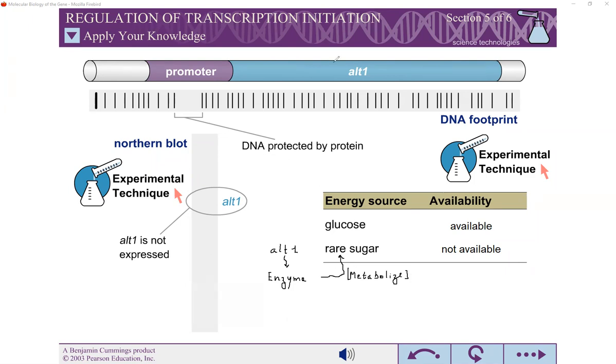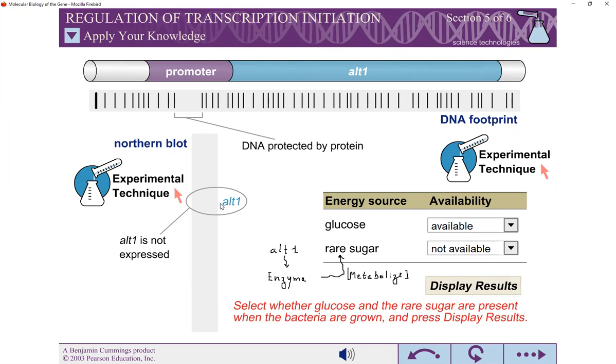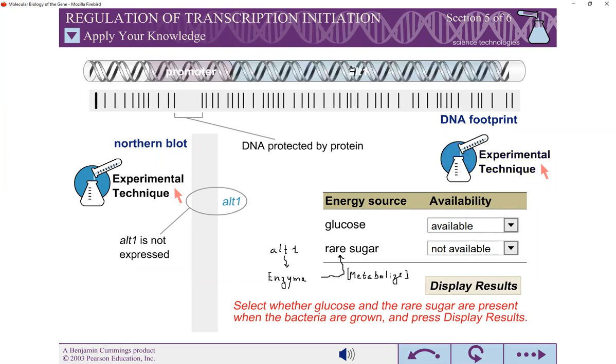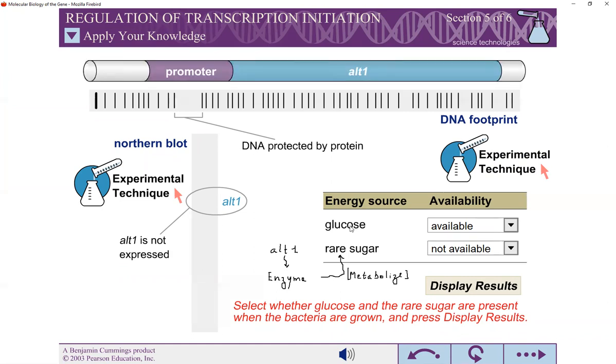Next point. DNA footprinting indicates that a protein binds within the promoter DNA. Now, DNA protected by proteins. The DNA footprinting assay is going to show that the protein is going to bind within the promoter region of the DNA. That means in the presence of glucose, the protein that is bound to the promoter region is going to be the repressor molecule. Any protein that is going to bind within the promoter region will be referred to as the repressor. So this would be the repressor. It is going to bind within the promoter region.